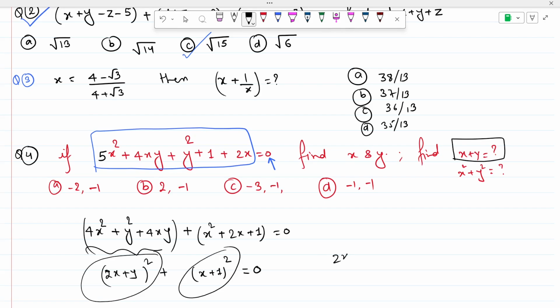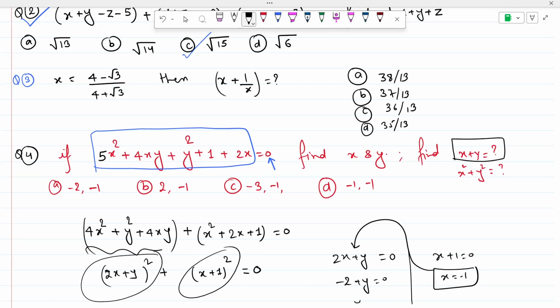So either 2x plus y is equal to 0, and x plus 1 is equal to 0. From here you will get x equal to minus 1. If you substitute it here, you will get minus 2 plus y is equal to 0, so y is equal to 2. So now you have x and y. You can find x plus y, you can find x squared plus y. So this is a hidden type of question.